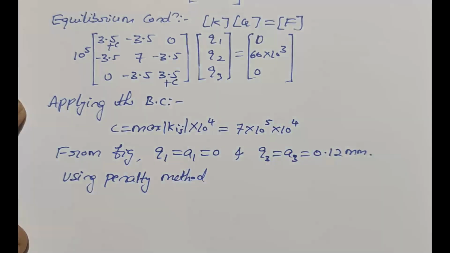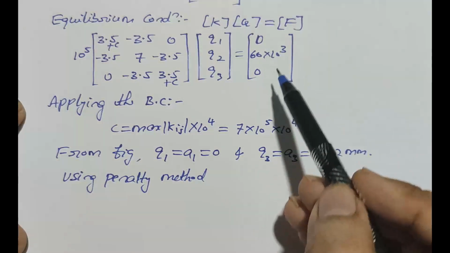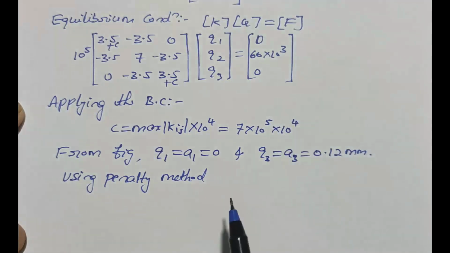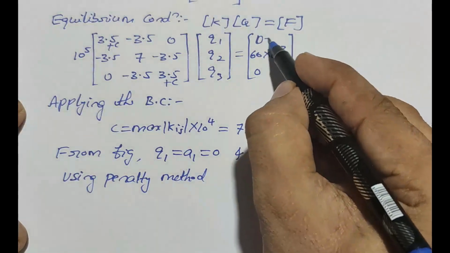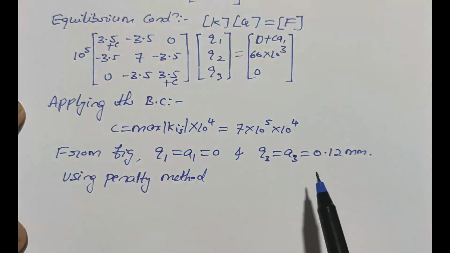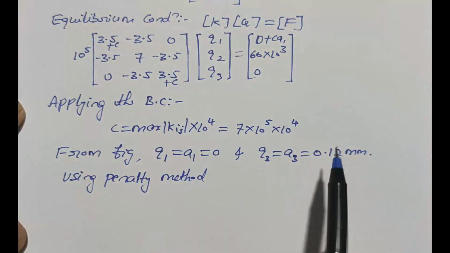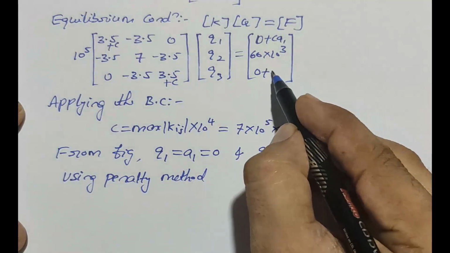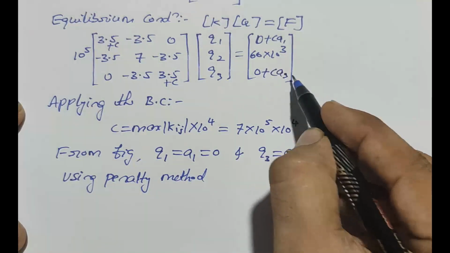Next, the corresponding spring forces are added to F1 and F3. At node 1, the corresponding spring force is C into A1, it gets added here, C A1. At node 3, the corresponding spring force is C into A3, it gets added here, C into A3.